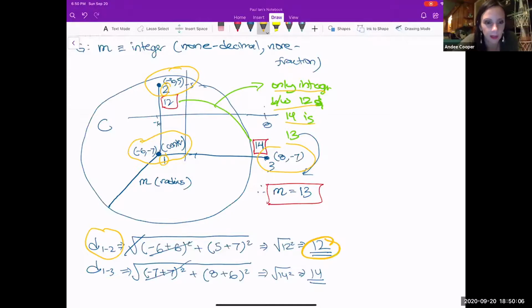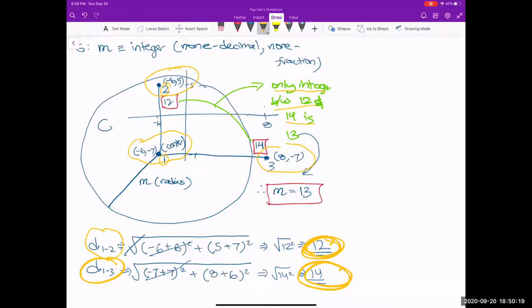Okay. And then the distance between the center and the other is -6 to 8, right? Which is 14. Okay. So that's pretty much the first step with this type of problem, figuring out those distances.